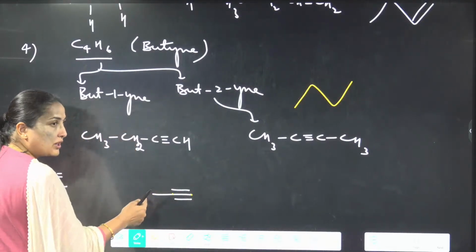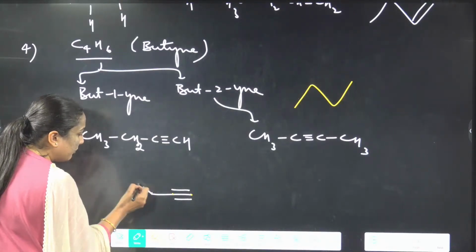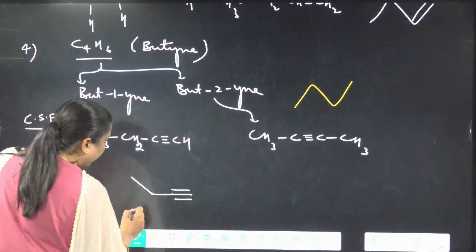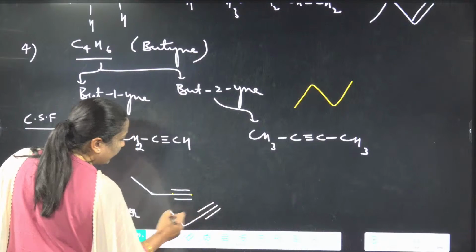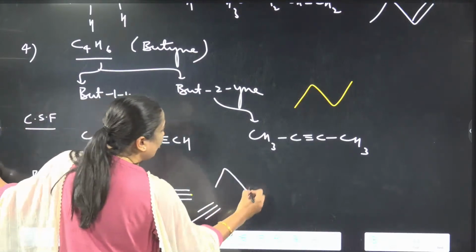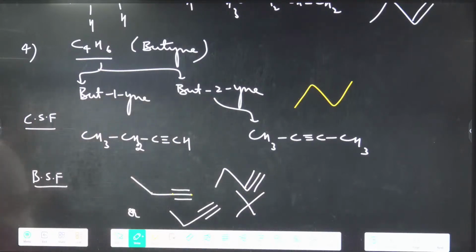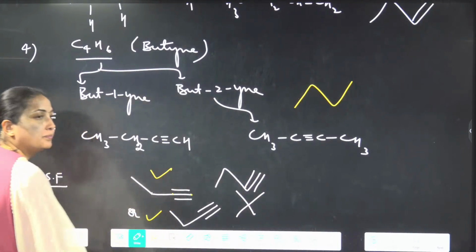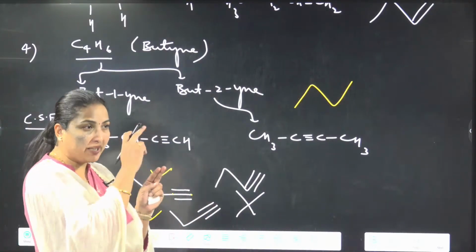Now, next to this triple bond, up to one carbon, I need to keep it straight. And then only I can make it like this. Or else, I could also draw it like this. But if at all you go on making it like this, it is going to be totally wrong. These two are fine. Getting it? This line should not be made zigzag.